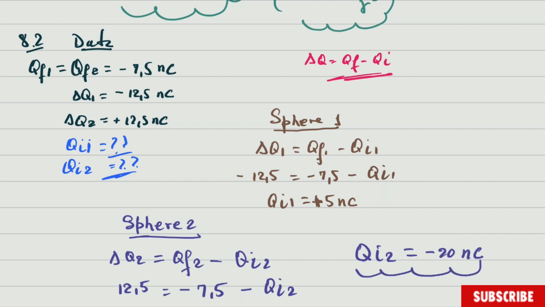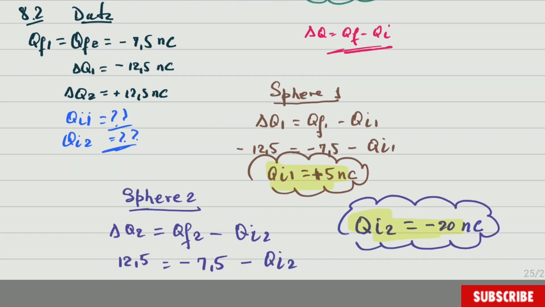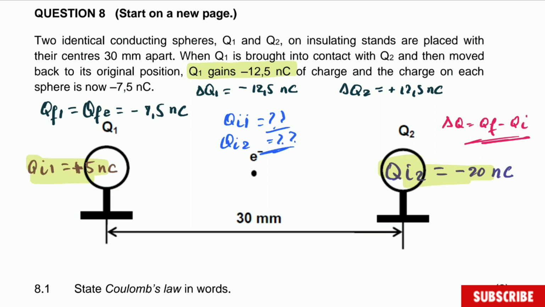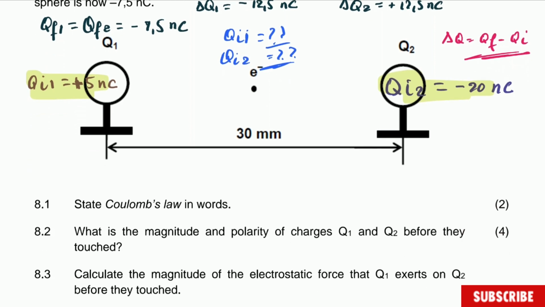Guys, once more, you can try it and do the calculation there. So we have here the calculation for the initial charge on sphere 1 as well as for sphere 2. It's a very good question. I haven't seen something like this in a question paper yet. So here now in the picture we do have charge 1 and charge 2 before they touch each other.